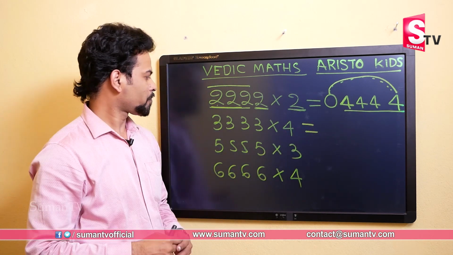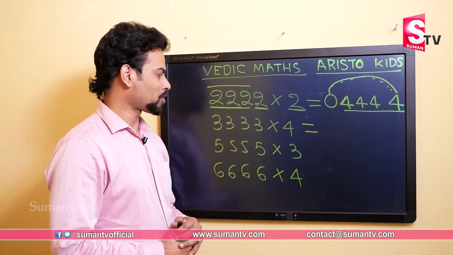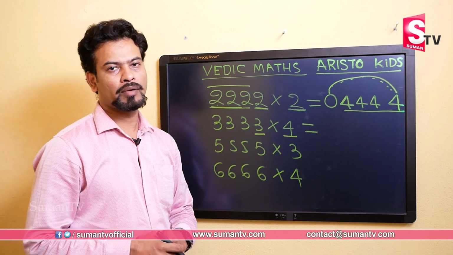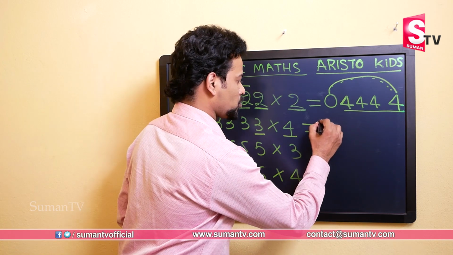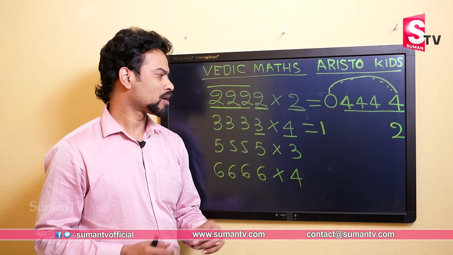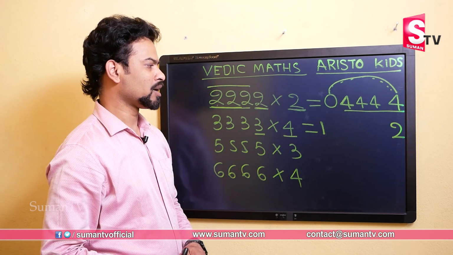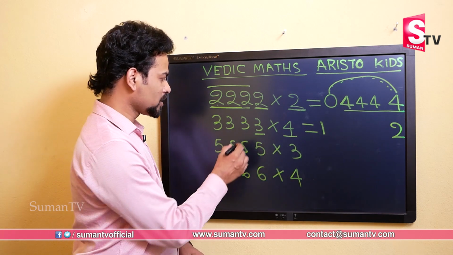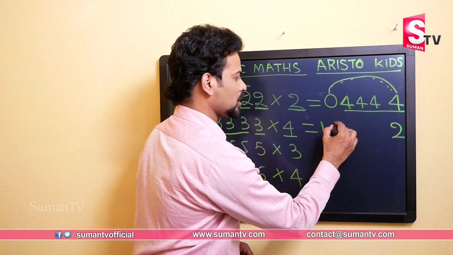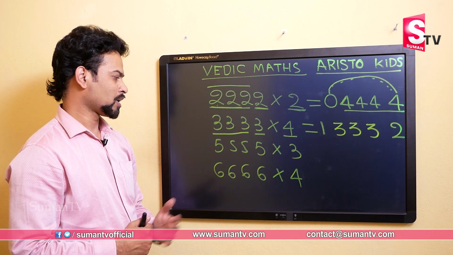The second one is 3333 multiplied by 4. First step, we will multiply this 3 with this 4. So 3 multiplied by 4 is 12, as all of us know. We will put 1 this side and 2 this side. Now we add 1 and 2, that is 3. And how many 3's do we need to put inside? 1, 2, 3, three 3's are left. So we will put 3 3's here, and this is the answer.